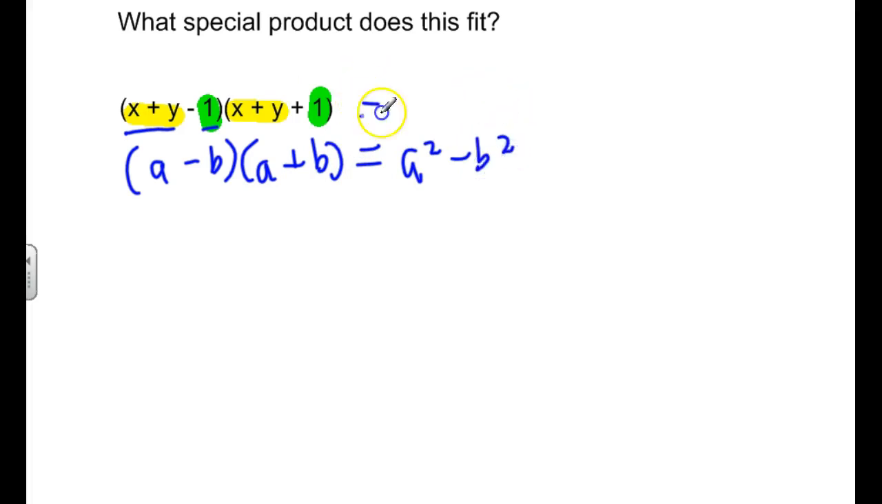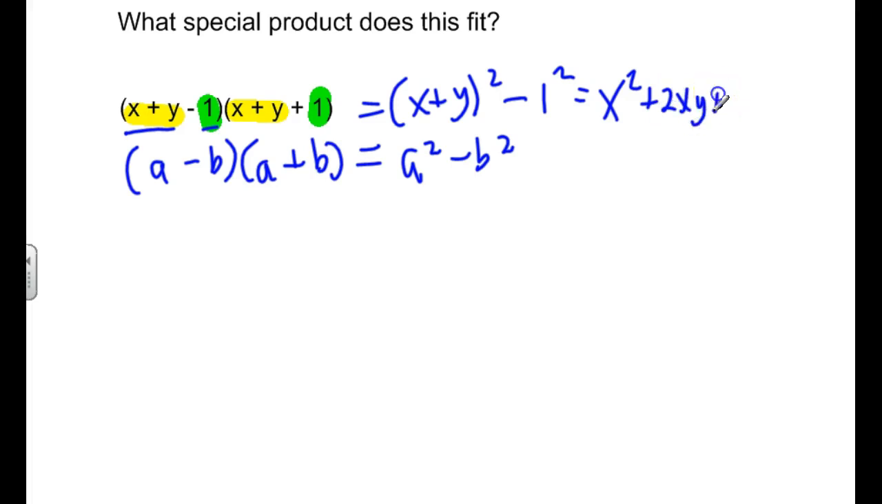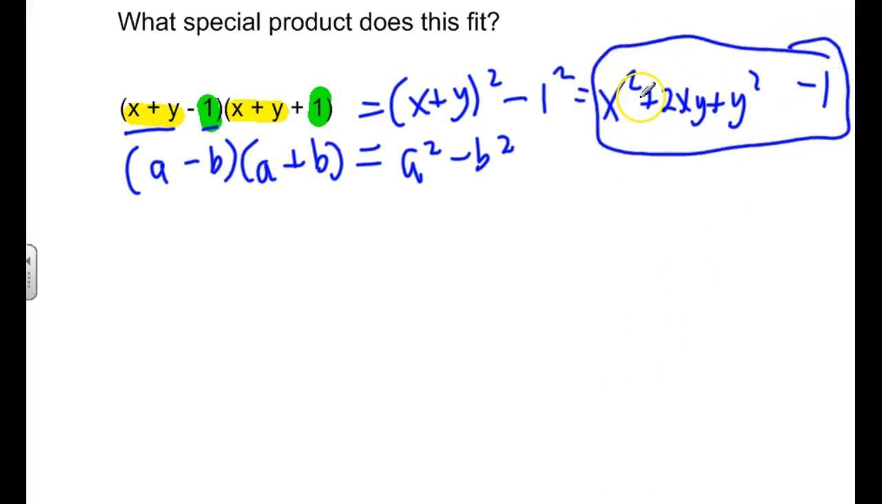So here, the answer would be x plus y squared, which is A squared, minus 1 squared, or in other words, x squared plus 2xy plus y squared minus 1. I guess I should say minus 1 there. Just naturally said plus. So that would be your answer, saving you lots and lots of time. If you just FOIL that out and subtract 1, you've got it. That's your lesson.